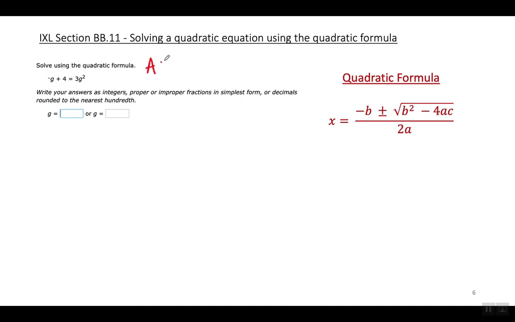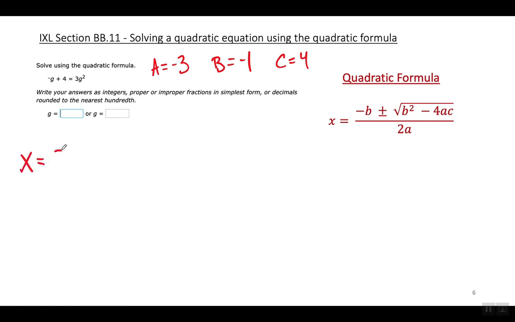All right, so a is going to be negative 3g squared. A is going to be negative 3. B is going to be negative 1 because B is the negative 1 that's in front of this G. And C is going to be positive 4. All right, so let's do it that way. All right, so let me substitute the values into the formula.